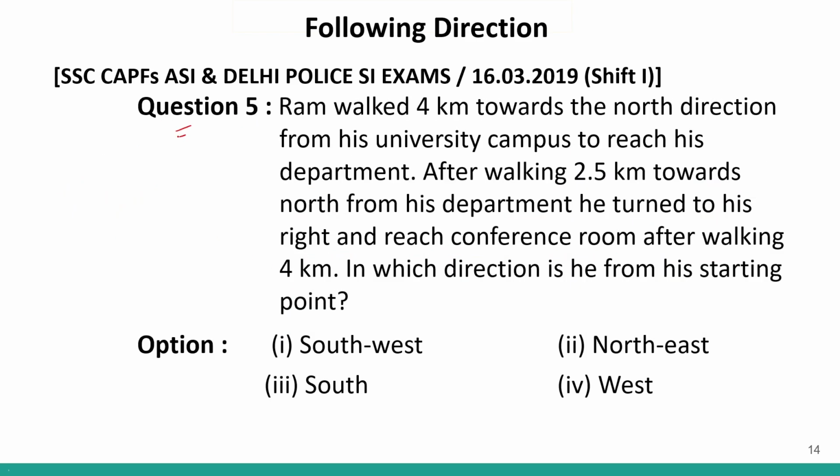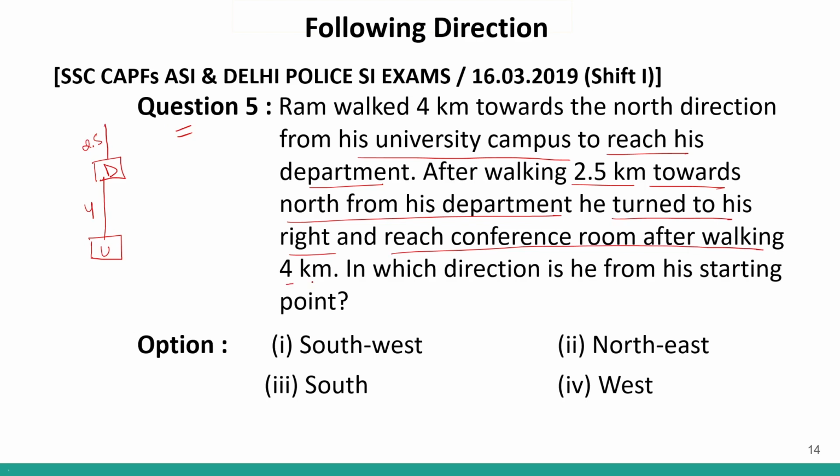Now, question number 5. Ram walked 4 kilometers towards the north direction from his university campus to reach his department. So this is the university campus. He walks 4 kilometers north to reach the department, right? After walking 2.5 kilometers towards the north from his department, he turned to his right and reached conference room after walking 4 kilometers. So right will be over here. He walks right and reaches conference room after walking 4 kilometers.